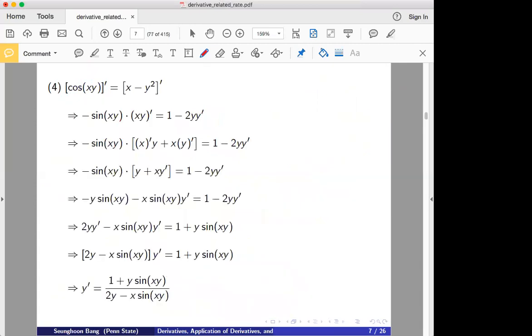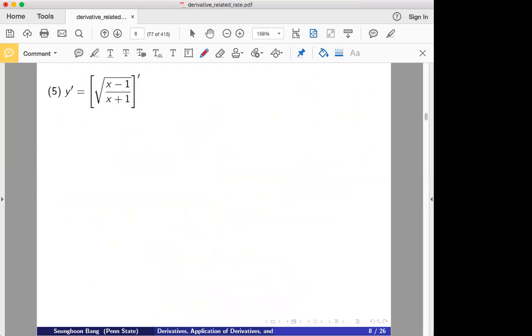Do we have it? The next tip, the fifth one. How can you solve the derivative of the square root of (x minus 1) over (x plus 1)? You can use a similar idea. Is that right? For solving this problem by using a similar idea. So what's that?